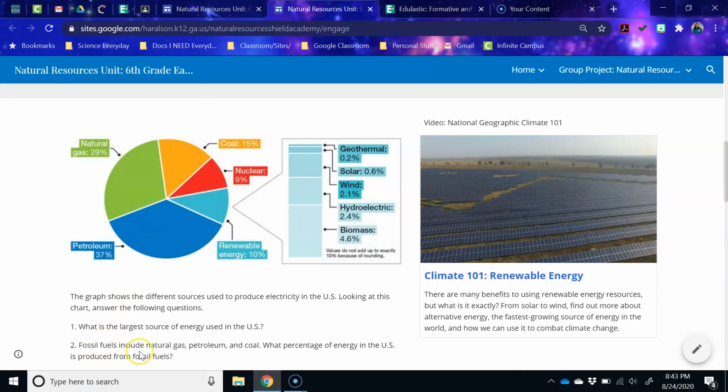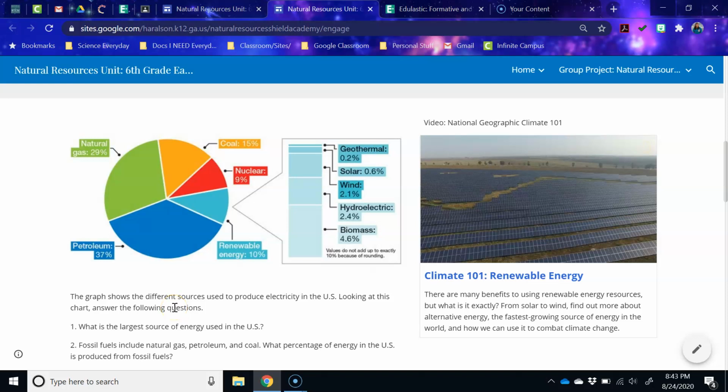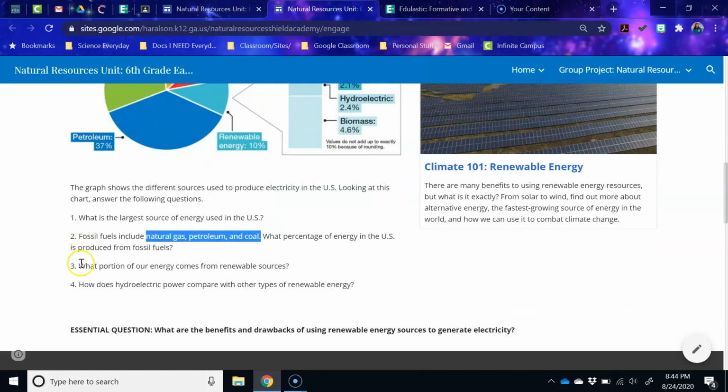Number 2, fossil fuels include natural gas, petroleum, and coal. What percentage of energy in the U.S. is produced from fossil fuels? Well, it tells us that natural gas, petroleum, and coal are the kinds of fossil fuels talked about on our chart. So we would add petroleum at 37%, natural gas at 29%, and coal at 15% to get that answer.